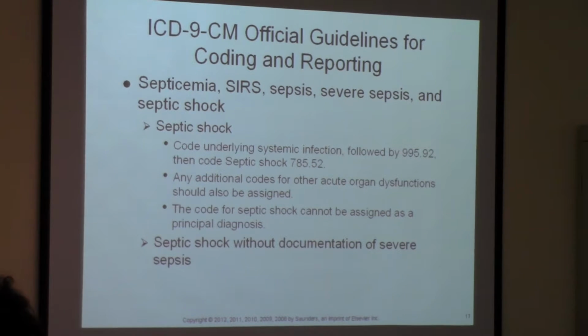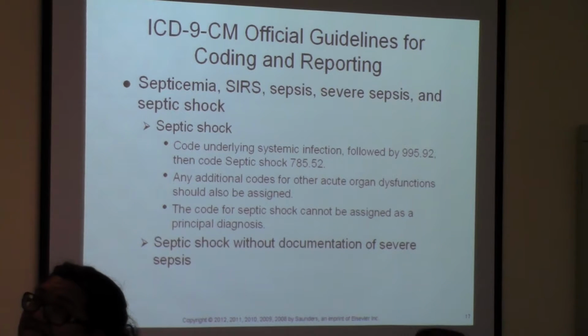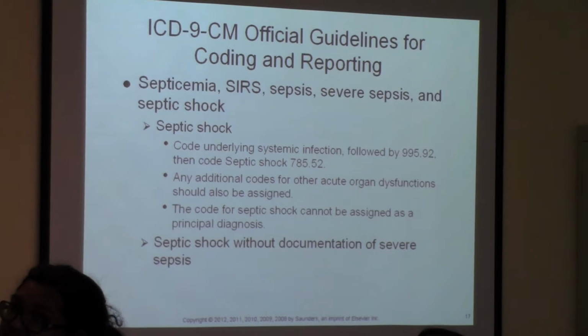If that's the case, this is what you're going to do. You're going to code, 1, the underlying cause, 2, 995.92, right? 3, they want you to code for 785.52, and then for the acute organ dysfunction. Oh, so no matter what, you're going to have an acute organ dysfunction then, yeah? You have to, because that's what severe sepsis is. Okay. Yeah, there's going to be organ dysfunction.